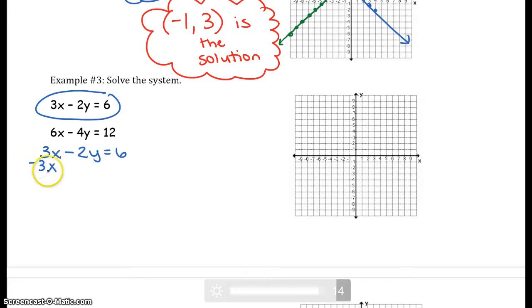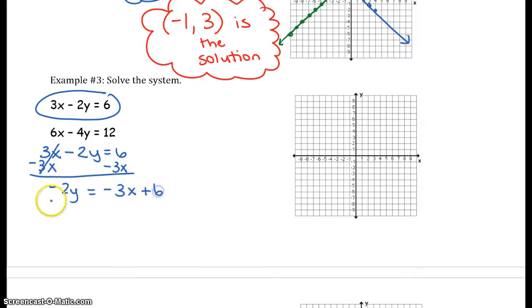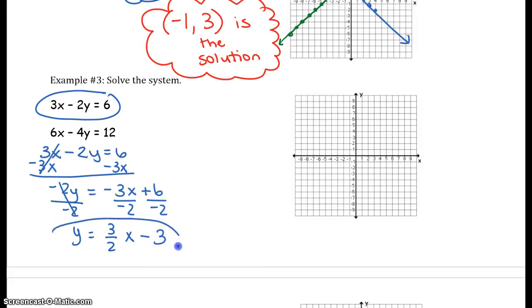So I'm going to go ahead and subtract 3x, nothing we haven't done before. Negative 2y, this cancels, equals negative 3x plus 6. Divide by negative 2 on all the pieces of the equation. We get y equals 3 over 2x minus 3. This is now our new equation. So we've changed the first equation. Now it's in this format, so we can actually jump in and graph it.